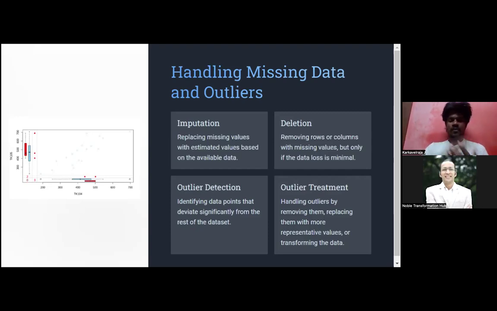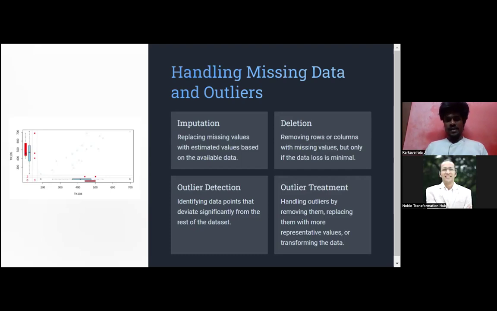Okay, outlier detection: identify data points that deviate significantly from the rest of the data set. If a data point is very far away from the mean, then it is considered an outlier. Outlier treatment: handling outliers by removing them, replacing them with more representative values, or transforming the data. So this is a way that you can treat outliers. So this is how we can handle missing data as well as outliers.